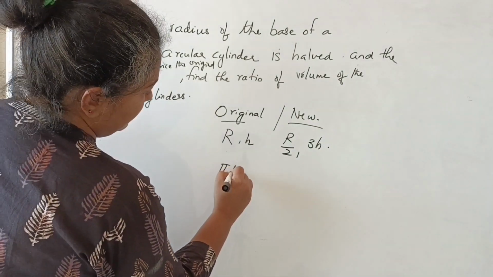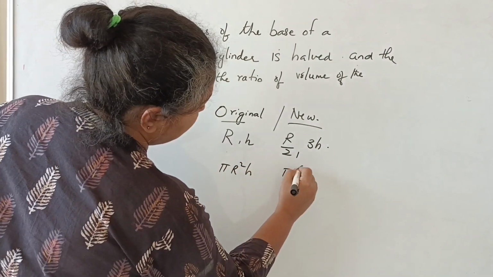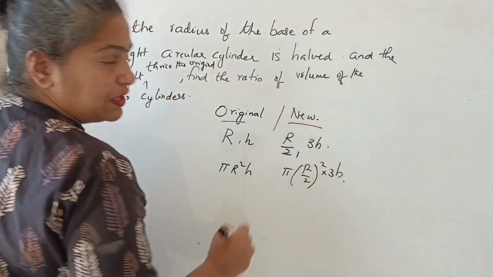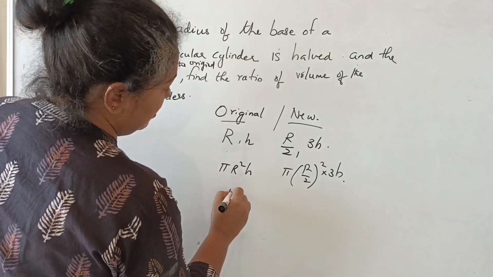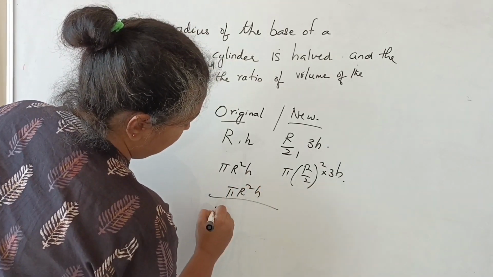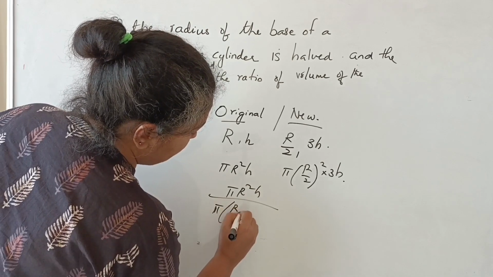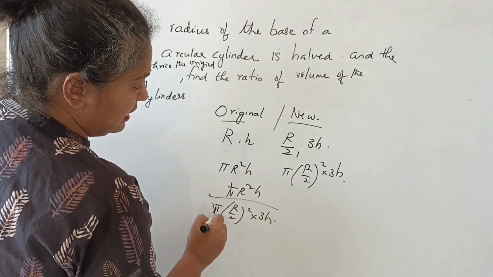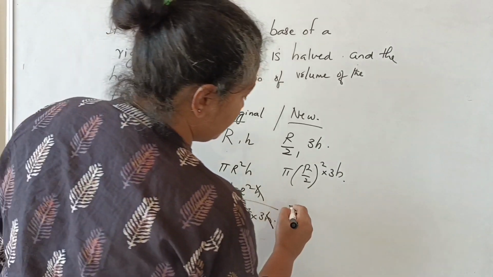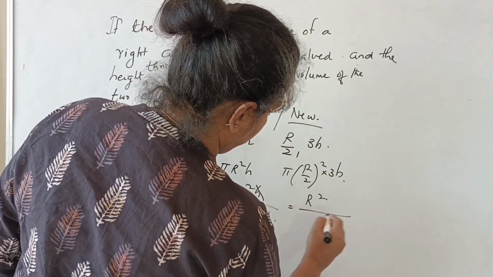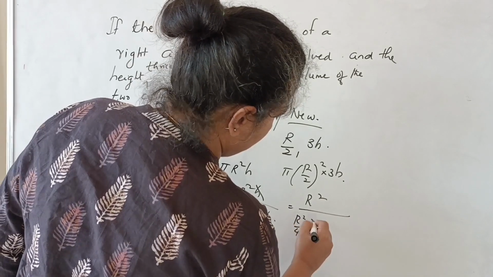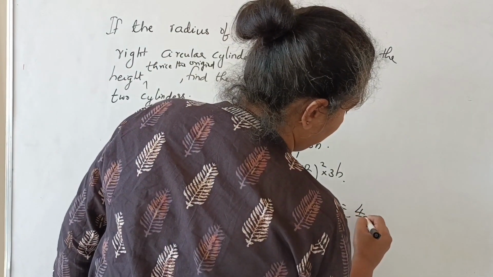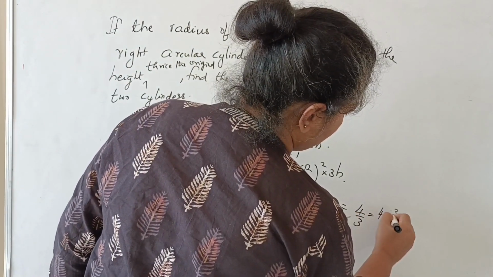Now if I take a ratio, this is pi r square h, this is pi r by 2 the whole square into the height of this particular cylinder. Now I am dividing pi r square h by pi r by 2 the whole square into 3h. Right? Now let me cancel. Pi and pi get cancelled. H and h get cancelled. So r square by 4 into 3, or r square and r square get cancelled. It will become 4 by 3, or 4 is to 3.